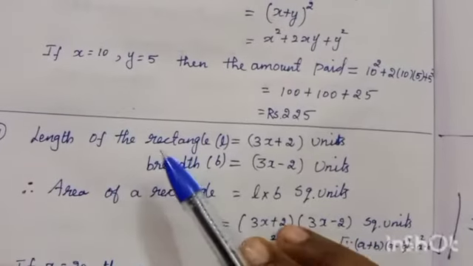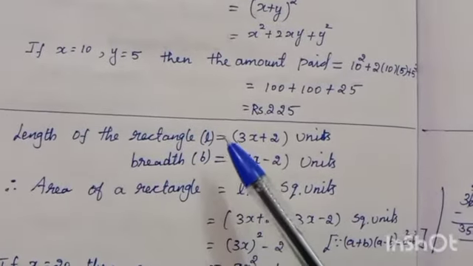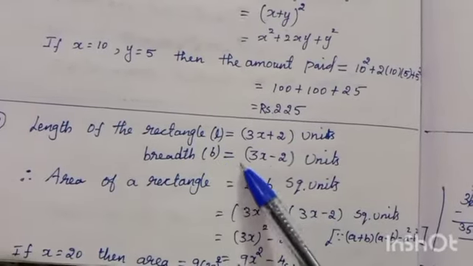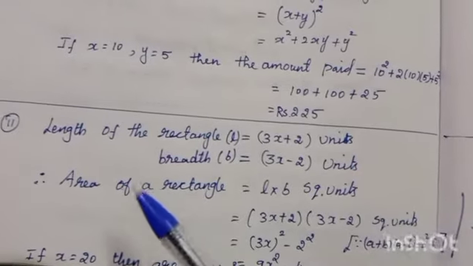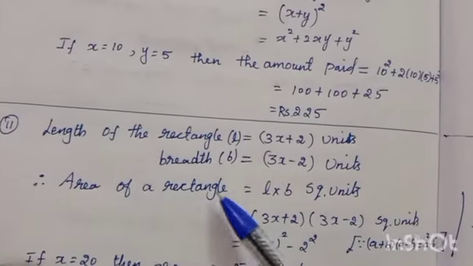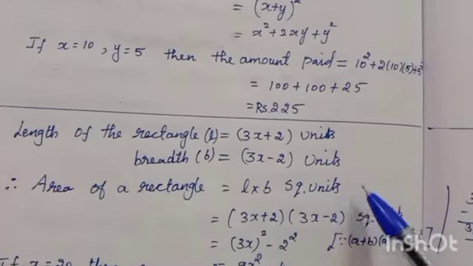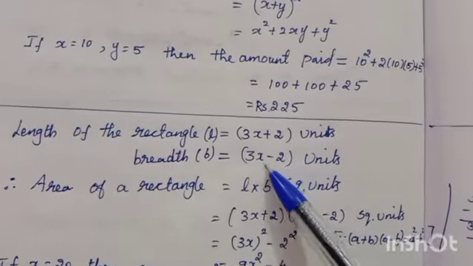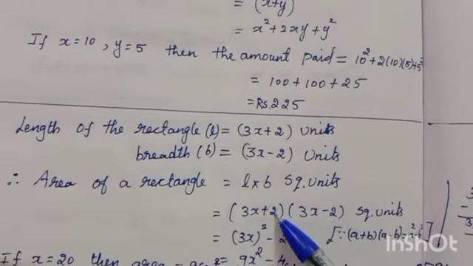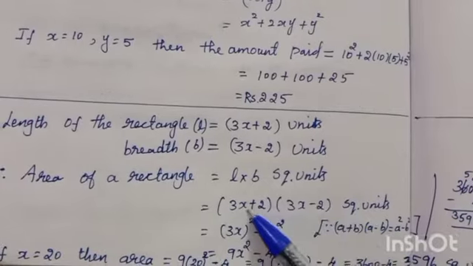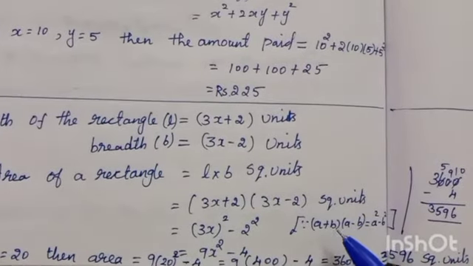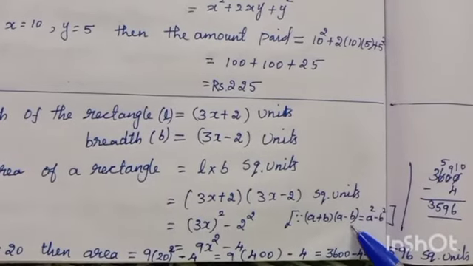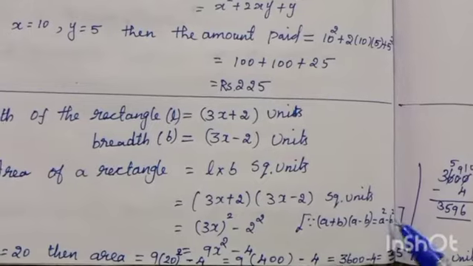Listen, students. What is given in the question? Length of the rectangle L is equal to 3x plus 2 units. Breadth B is equal to 3x minus 2 units. We know the formula: area of a rectangle is equal to length into breadth square units. What is the length here? 3x plus 2. What is the breadth? 3x minus 2. So (3x plus 2) into (3x minus 2). It is in the form, once again we have to recall this formula, (a plus b) into (a minus b). What is the formula? a square minus b square.